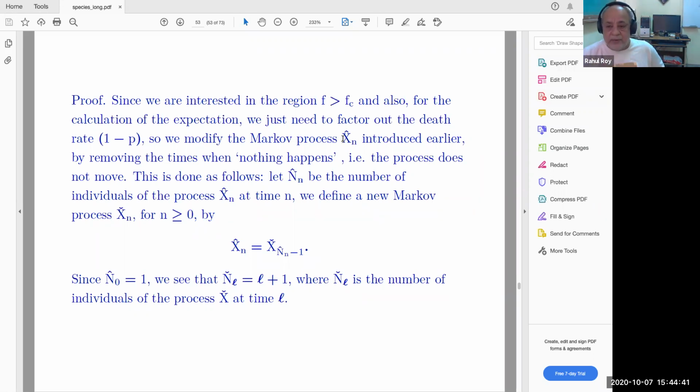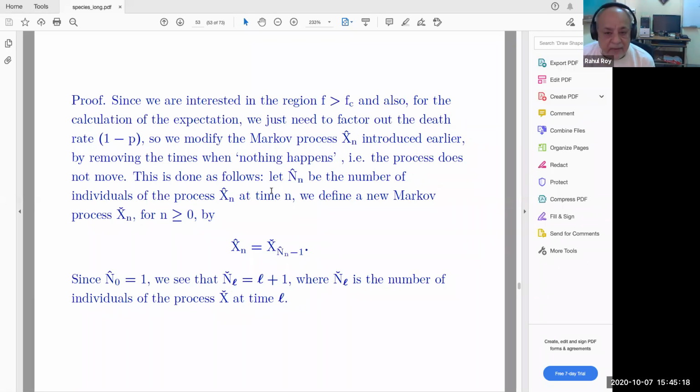So we modified the process X hat n, which we had introduced, by removing the times when nothing happens. Remember, in X hat n, there was a certain probability that nothing happens. We just remove that. In other words, the process does not move then. So the way we do it is let N hat n be the number of individuals of the process X hat n at time n. We define a new Markov process, which I call X check n, where X hat n is just X check N hat n minus 1.